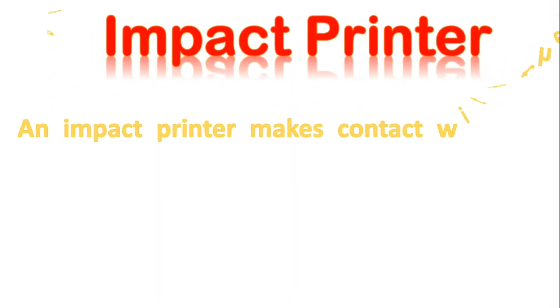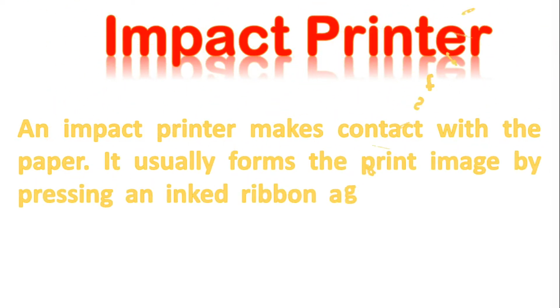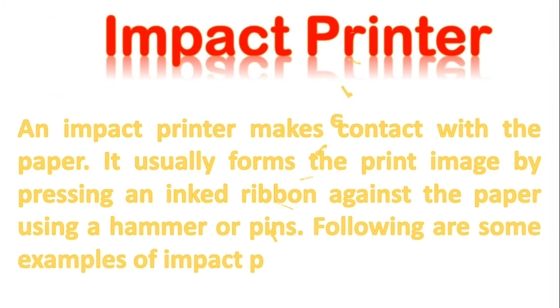Impact printer. An impact printer makes contact with the paper. It usually forms the print image by pressing an ink ribbon against the paper using a hammer or pens. Following are some examples of impact printers.